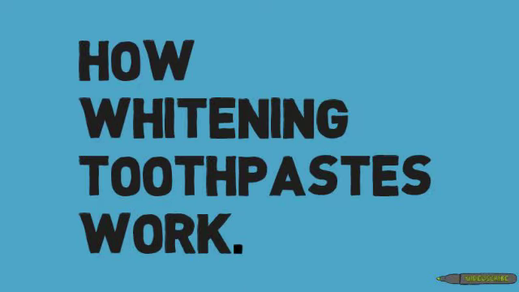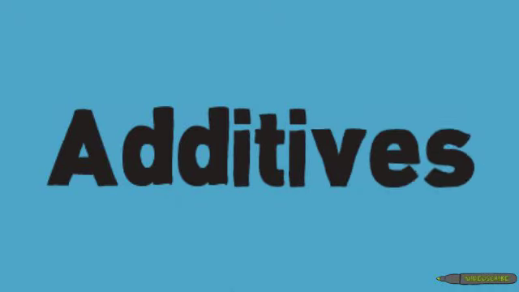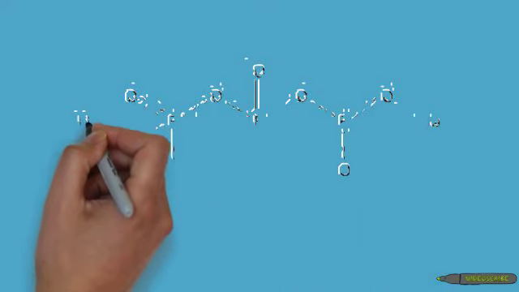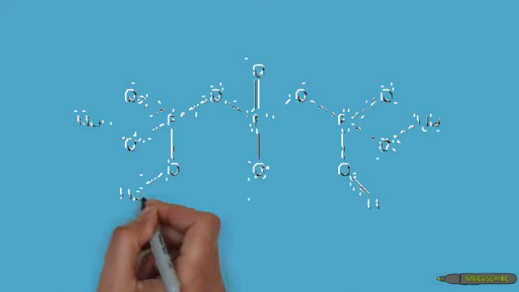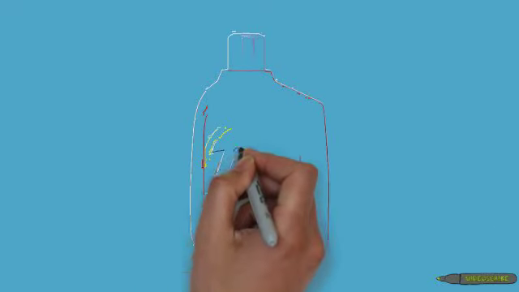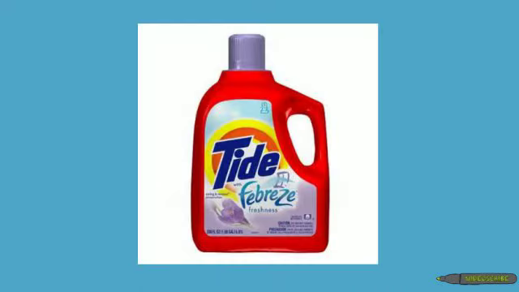Also, whitening toothpaste contains additives such as sodium tripolyphosphate to break down or dissolve stains. Here is the molecular structure of sodium tripolyphosphate. These additives act like a detergent to help clean teeth by also dissolving stains. This further contributes to the chemistry of whitening toothpaste.